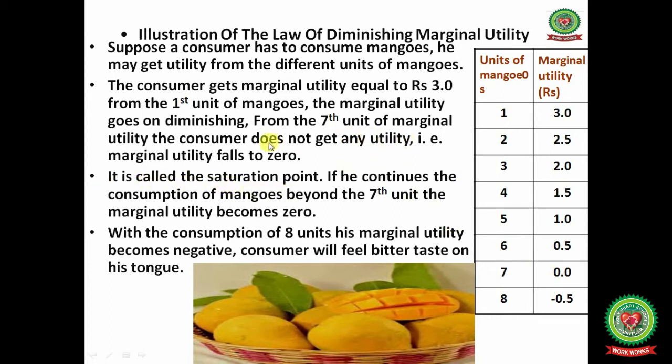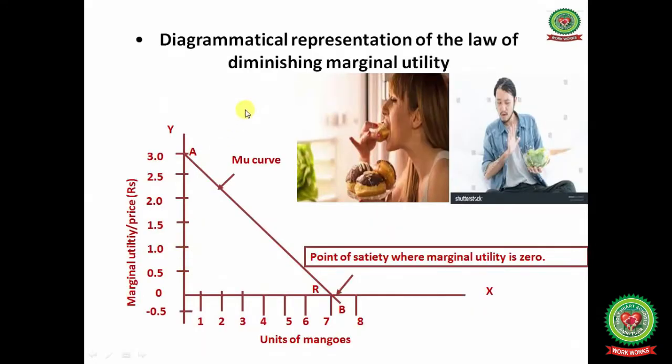So from the 7th unit, the consumer does not get any utility, as here the marginal utility is equal to 0. It is called the saturation point. If the consumer continues the consumption of mangoes beyond the 7th unit, the marginal utility remains 0. With the consumption of the 8th unit, the marginal utility becomes negative. The consumer will feel a bitter taste on his tongue.